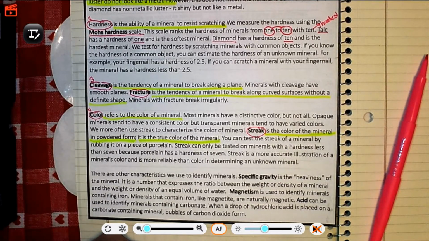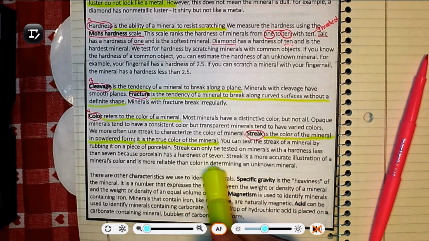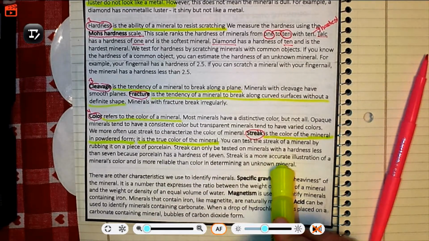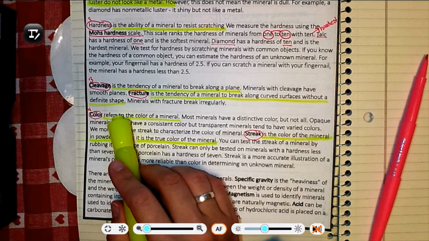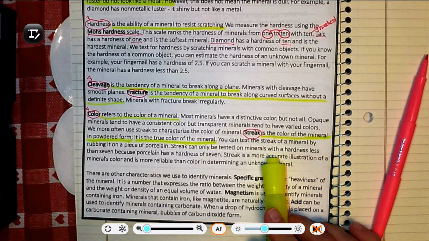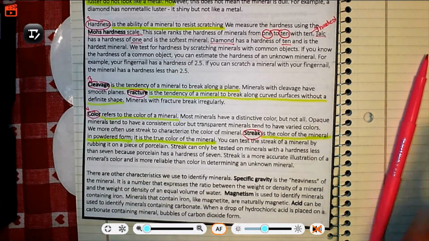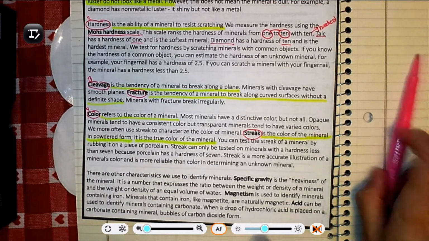Streak is a more accurate illustration of a mineral's color and is more reliable than the color in determining an unknown mineral. So a color is okay to know, but we want to know the streak more importantly. You'll notice in our lab it doesn't ask us to describe its color on its own necessarily. So there are other characteristics that we use to identify minerals.